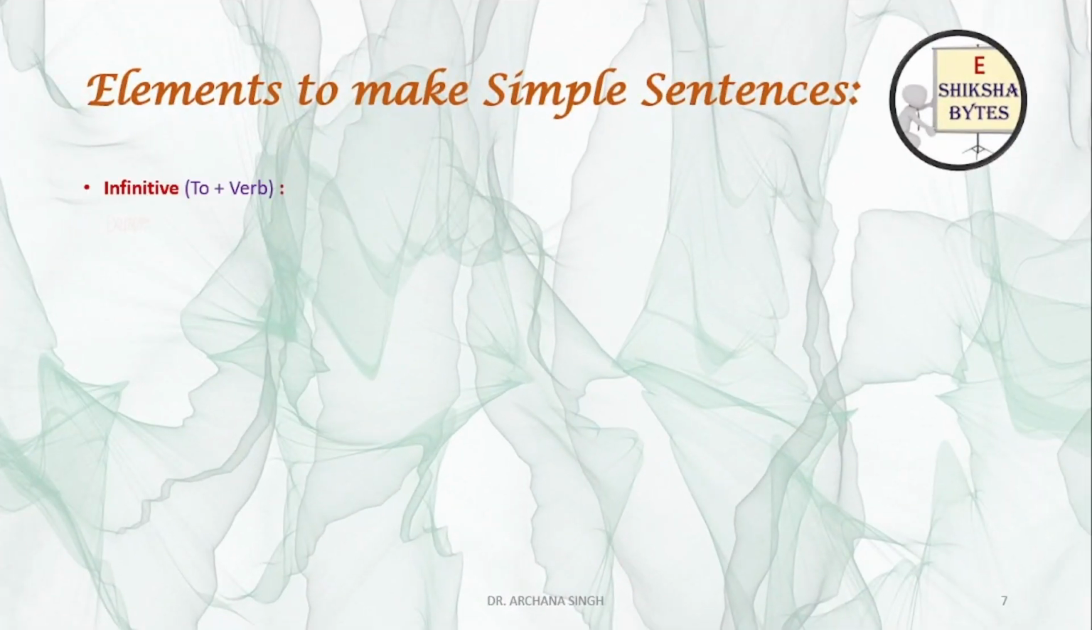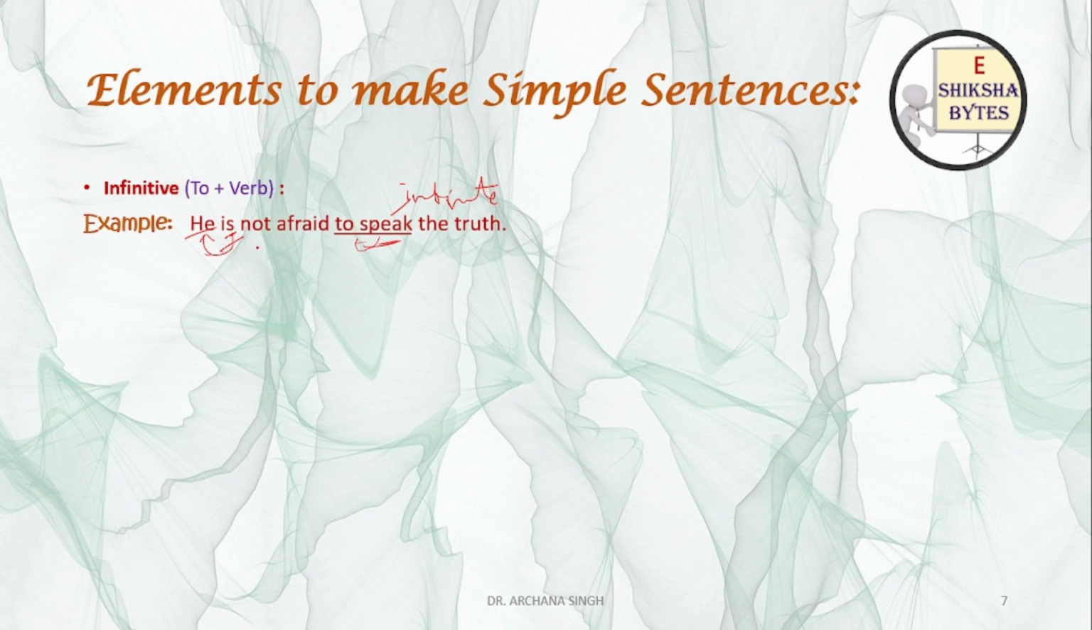Another thing is you can use to plus verb form. He is not afraid to speak the truth. Subject, verb. Okay, this is actually an infinitive. This is not your finite verb, so we cannot consider it, and it doesn't have its own subject. So this verb is having its own subject, so this is your actual finite verb. So it's a simple sentence.